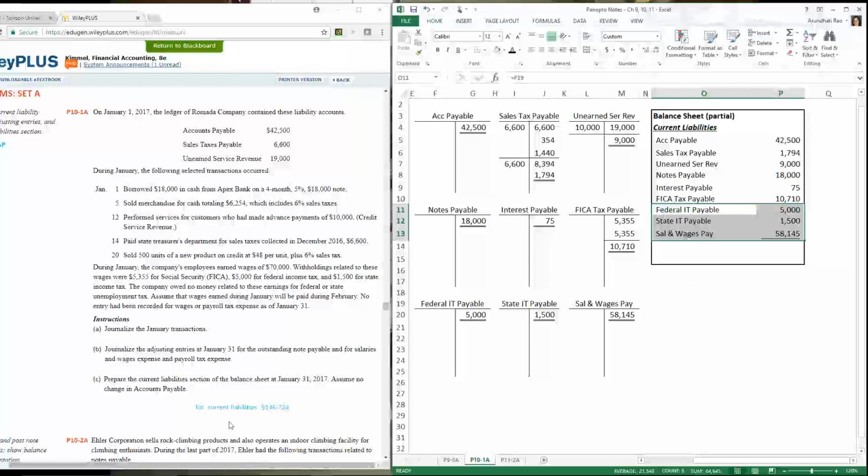And I was told that the total current liabilities, a hint was given to me. And hopefully the number is what we have over here. And thank goodness it is. So we have a total of 146,724 as the total current liabilities.